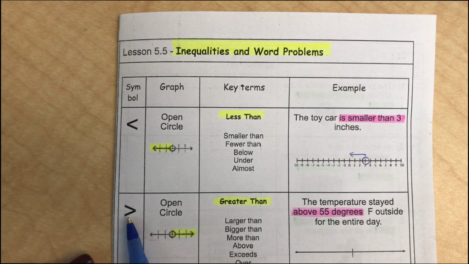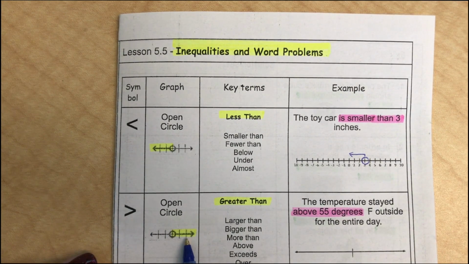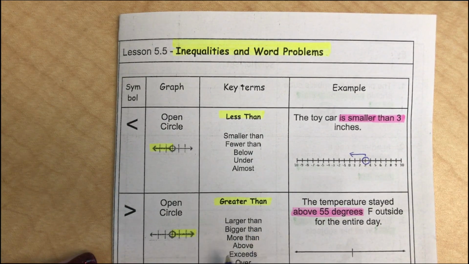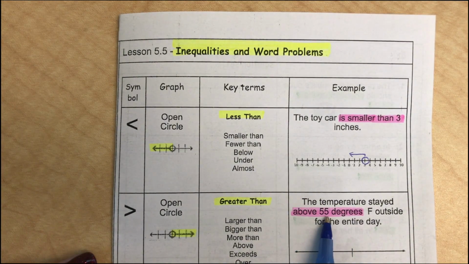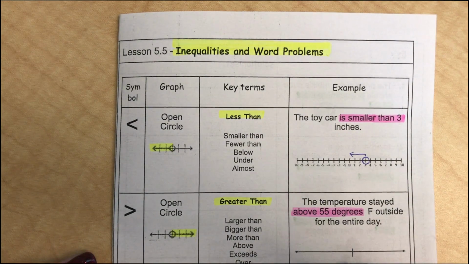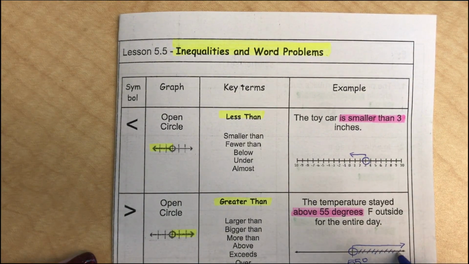For the greater than symbol, we have the graph towards the right of an open circle, and keywords can be larger than, bigger than, more than, above, exceeds, over. For instance, the temperature stayed above 55 degrees Fahrenheit outside for the entire day. So 55 degrees is an open circle, and the temperature stayed above 55 degrees.